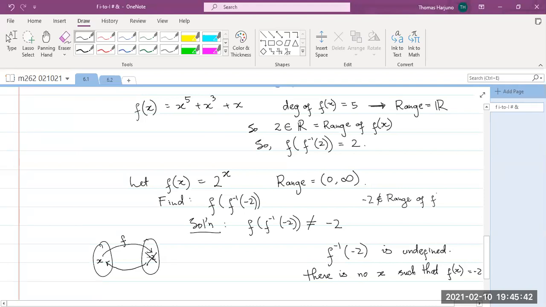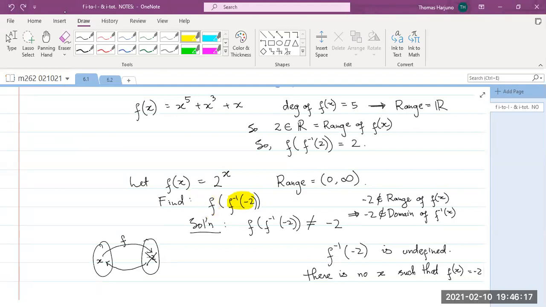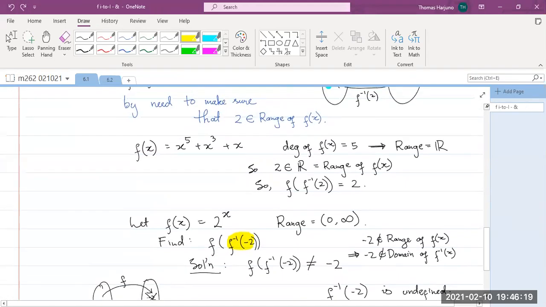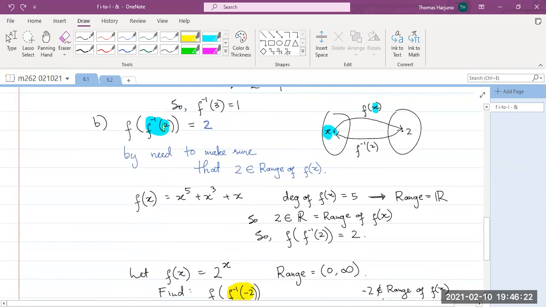of f(x). But we know the range of f(x) for a one-to-one function is equal to the domain of the inverse function. Right? Okay. So if -2 is not in the domain of the inverse function, then this will be undefined to start with. Okay, this one is dead on arrival. So there's nothing that you can do here, not to say what happened to the function.